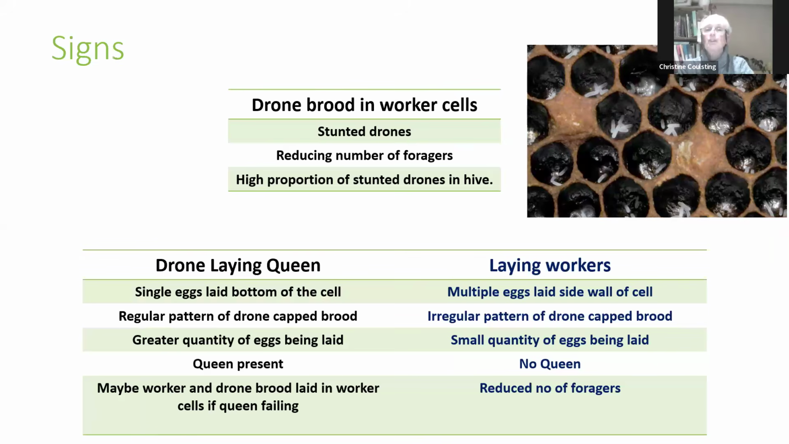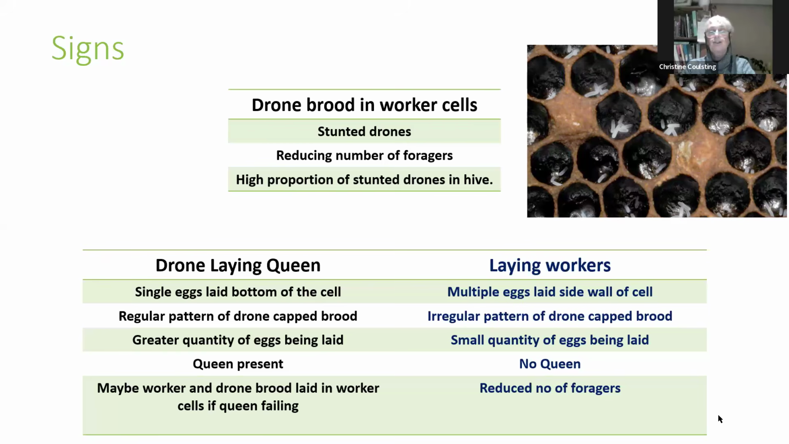So signs we will see, whether it's laying worker or drone laying queen. What you'll see is drone brood laid in worker cells. Once it's developed, you may see stunted drones, so they tend to be smaller drones. If it's well established, you'll have a reducing number of foragers because the drones are there, and much more stunted drones in the hive.